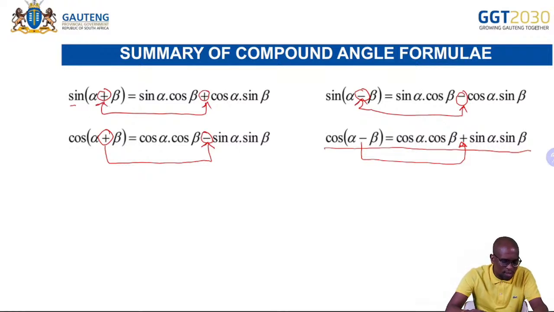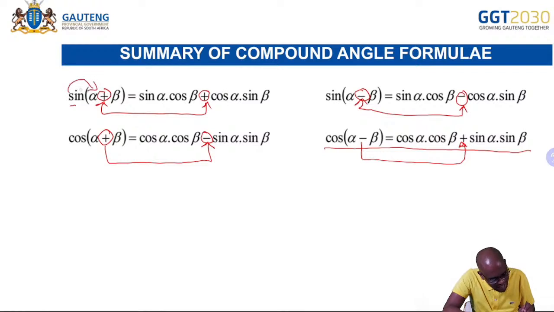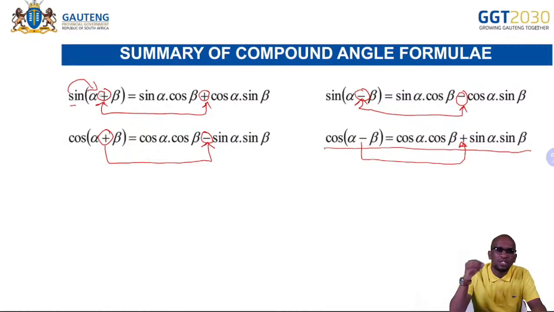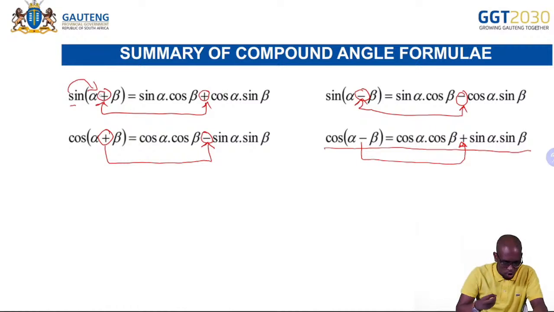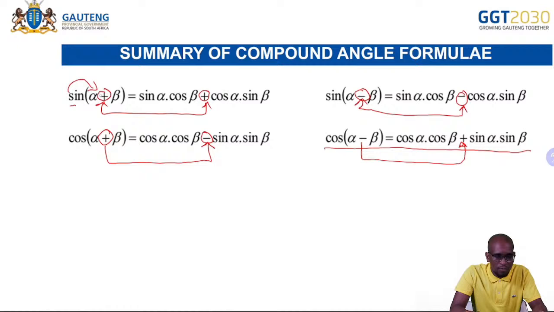And then how do you expand? It would be the sine of the first angle, the cosine of the second angle, plus the cosine of the first angle, the sine of the second angle. So that is very, very important. Please make sure you familiarize yourself with these formulas. They will be given to you in the formula sheet when you write your tests and also your exams. So even when you write your classworks and your homeworks, make sure that you have that formula sheet handy and you make full use of it.